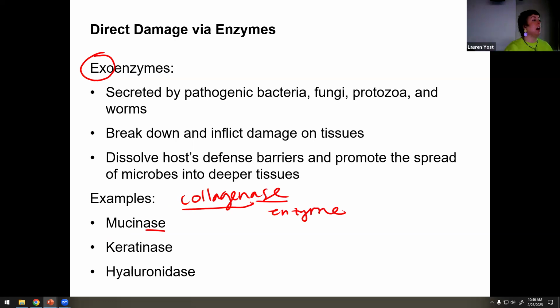Hyaluronidase, same thing. Hyaluronic acid is part of your extracellular matrix. It helps maintain the moisture environment outside of your cells. So it'll disrupt your moisture maintenance environment as well as allow it to break in deeper into your tissues.